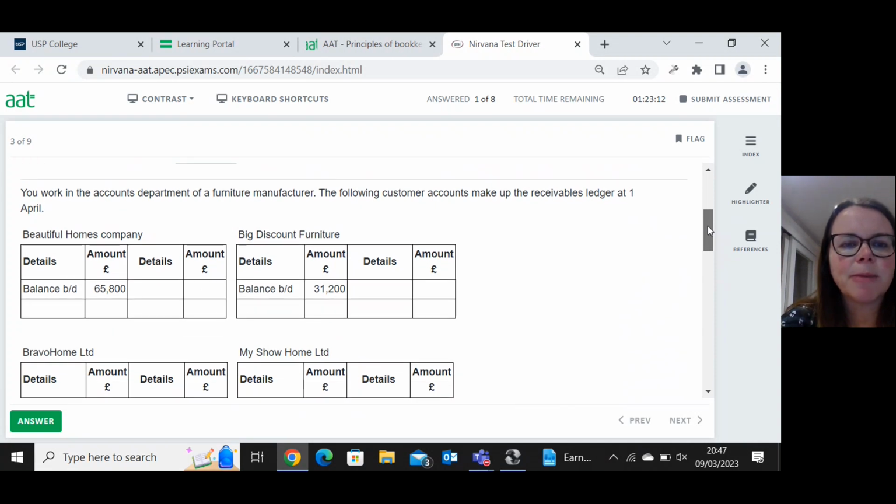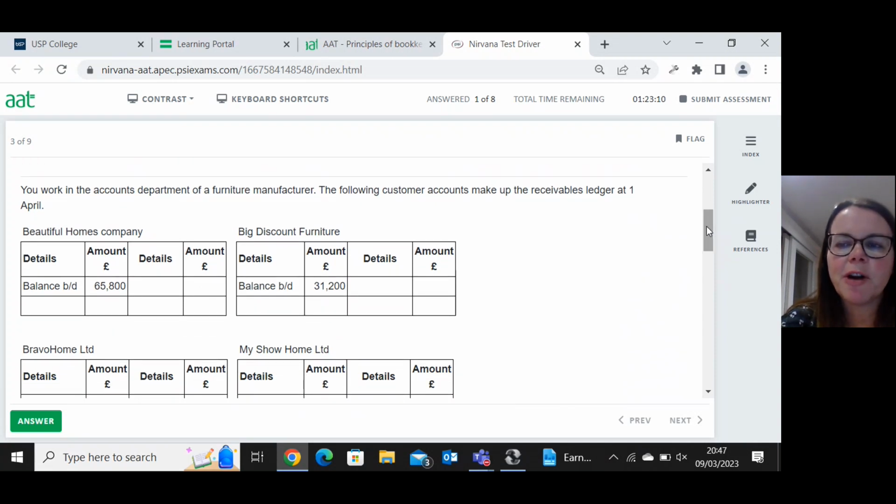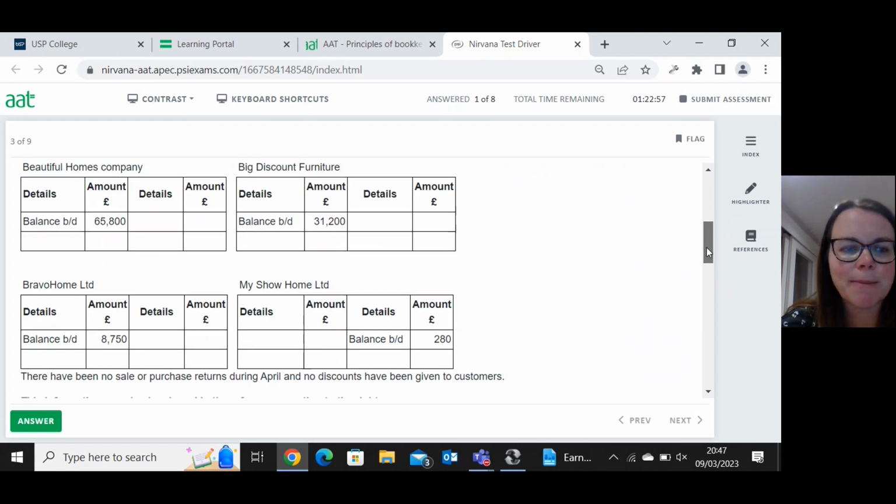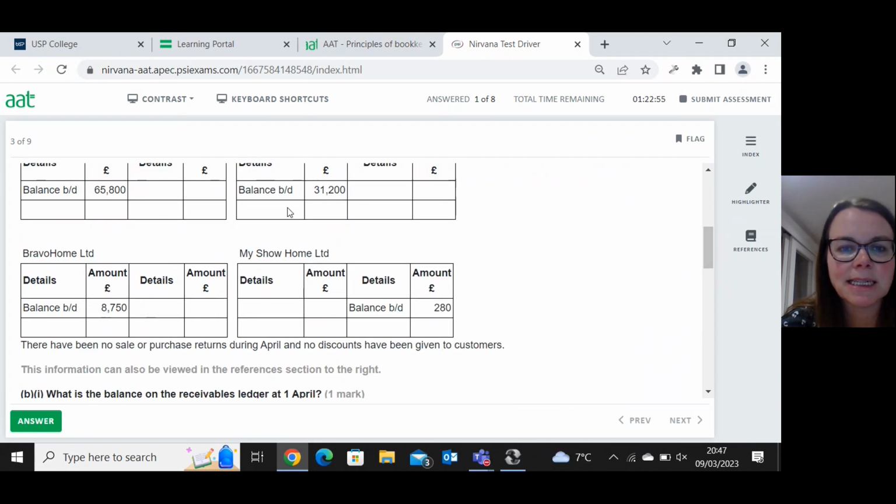You work in the accounts department of a furniture manufacturer. The following customer accounts make up the receivables ledger at the 1st of April. As expected, most of them owe us money, and therefore their balances are on the debit side, with the exception of My Show Home, which has a credit balance of 280, which means we actually owe them money. Maybe they overpaid or something.